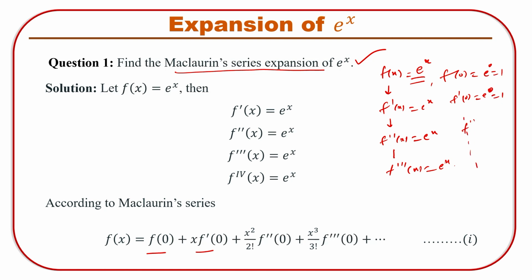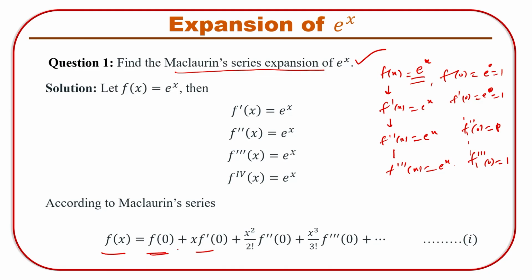So each derivative of this at the point 0 is equal to 1. Using the Maclaurin series formula directly, f(x) can be written as f(0) plus x f'(0) plus x squared by factorial 2 f''(0) plus x cubed by factorial 3 f'''(0), and so on. Putting in the value 1, this becomes x into 1 plus x squared by factorial 2 into 1 plus x cubed by factorial 3 into 1 plus x to the 4 divided by factorial 4 into 1, and so on.